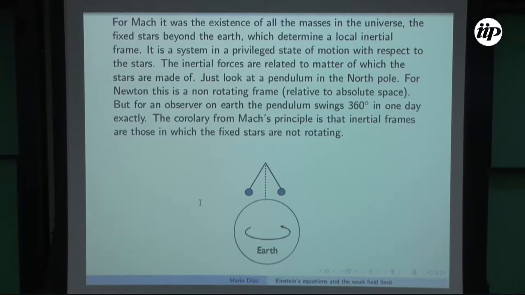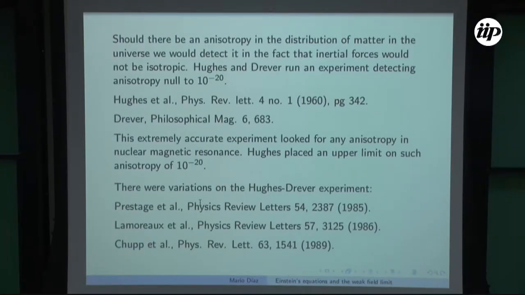If you look at a pendulum at the North Pole, for Newton, it's a non-rotating frame, but of course, an observer is going to see the pendulum swinging 360 degrees in one day exactly. So what we get then as a conclusion from Mach's principle is that inertial frames are those in which the fixed stars are non-rotating. But if somehow there was an isotropy in the distribution of matter in the universe, this would change the landscape to which Mach was referring.